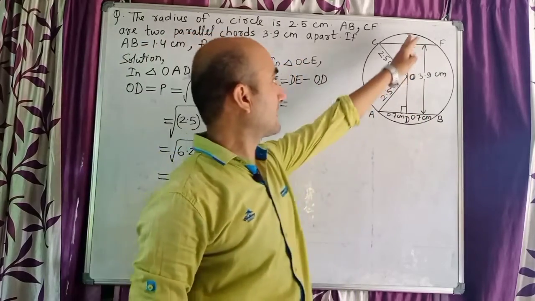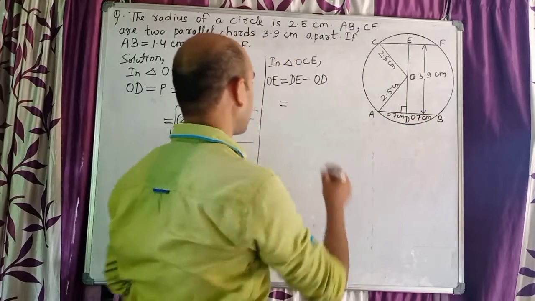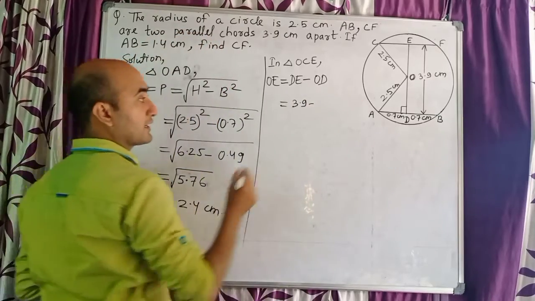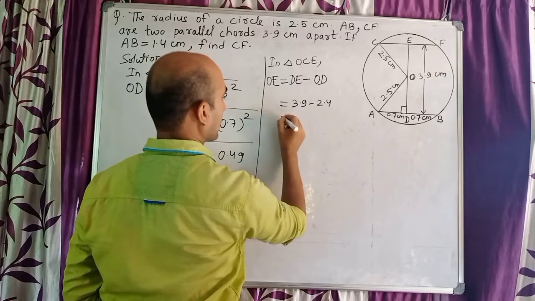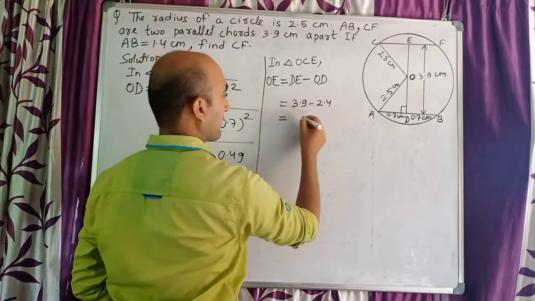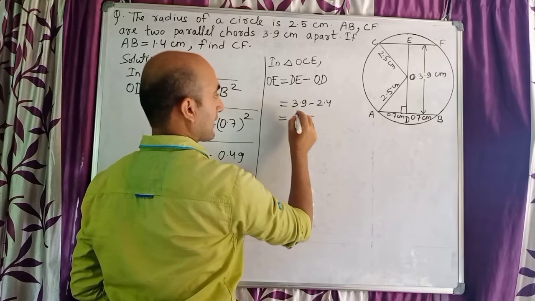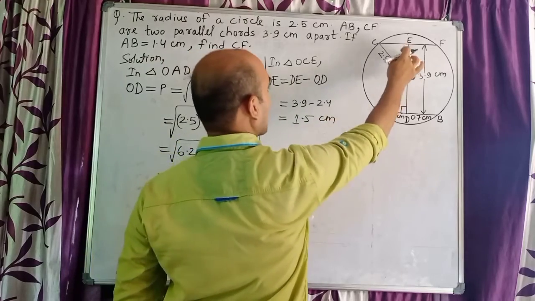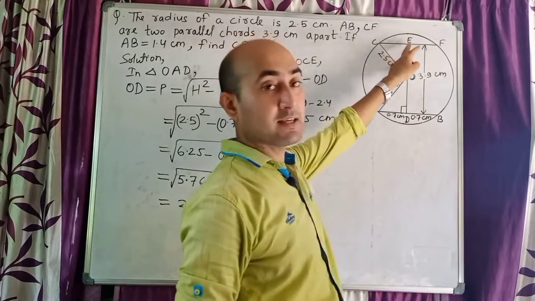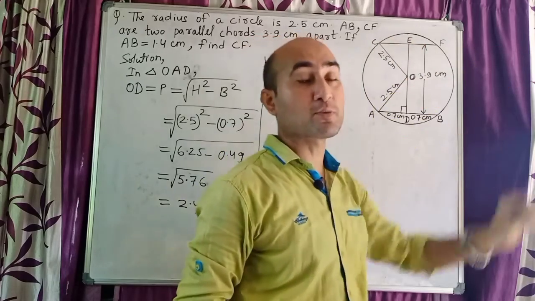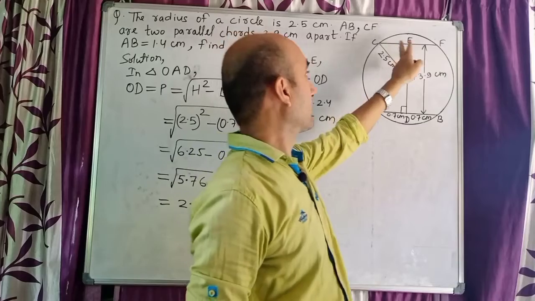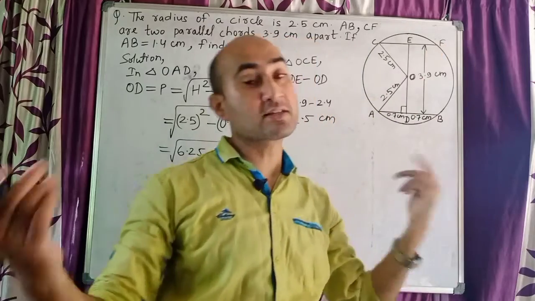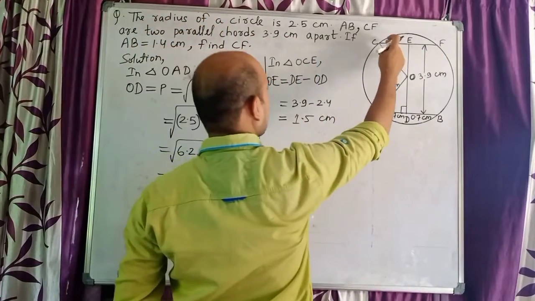And what is the DE value? The distance between these two is 3.9, given. So you can write 3.9. And OD value, just now I got, is 2.4. So you subtract, you will get the value of OE. So how much? 9 minus 4 is 5, and 3 minus 2 is 1. So 1.5 centimeter. Now we can find the value of CE. If I know the value of CE, I will know the value of CF. How? Double. Because the chord is bisected equally into two halves. If I know one half, the other half is also the same. So that way I will now find the value of CE.